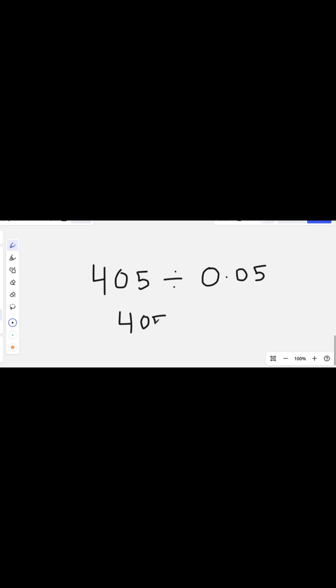So 405 divided by 5, which is 81. Now, this is 0, and this is 2 decimal places. So the right-hand side is bigger than the left-hand side by 2 decimal places. So if the result is negative 2, we're going to add 2 zeros here.